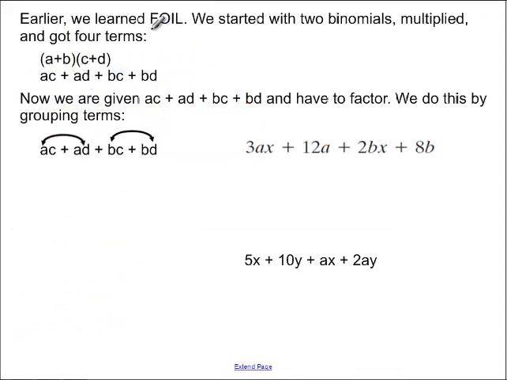When we FOILed something, that's that dreaded F word. We multiplied the first terms, and a times c gives me ac. And then the outside terms, a times d gives me ad. And then the inside terms, b times c gives me bc. And then the last terms, b times d gives me bd. So knowing this, if we are given ac plus ad plus bc plus bd, which is really just this, we have to factor things out.